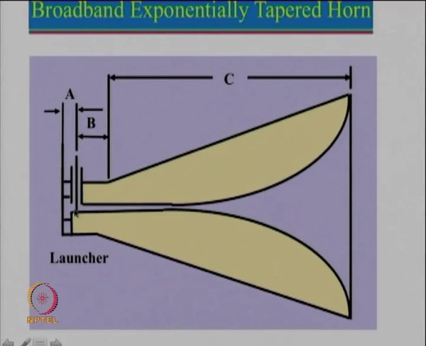Now at this particular point, you can see that there is a feed over here. The feed is connected to this particular point, and over here this is a shorted wall, and the coaxial feed is connected over here.